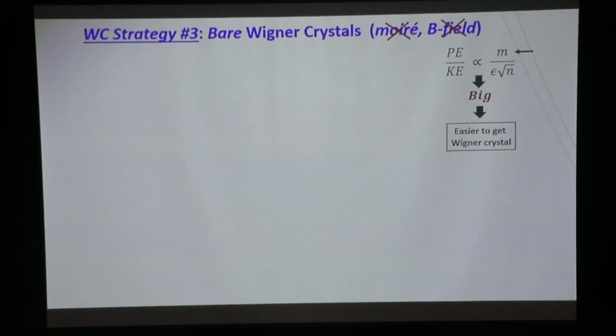And there's really no trick to make a bare Wigner crystal. Really, there's just this r_s ratio. You just want to make it big. And so the only thing you really can do is increase that mass or decrease that density and get rid of screening. And so that's what we've got to do.